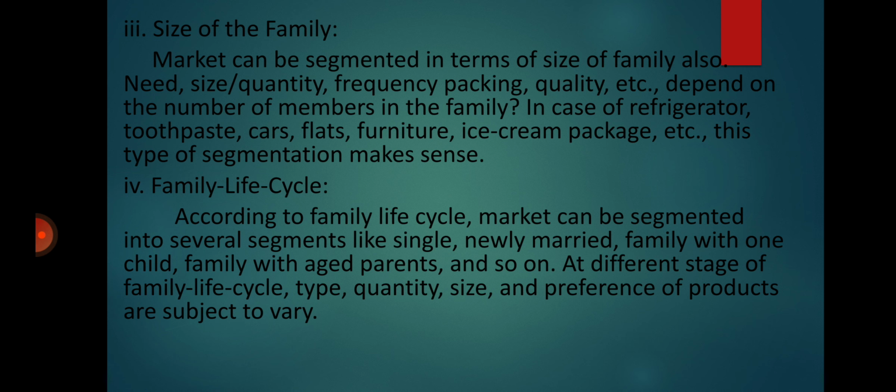Now for example, when it comes to life insurance policy, there are varieties of policies based on the family life cycle. For single, there will be a different life insurance policy. For the customers who are married and with one child there will be a different life insurance policy. Family with aged parents, for them there will be a different life insurance policy, and so on. That is the reason the market will be divided on the basis of family life cycle.